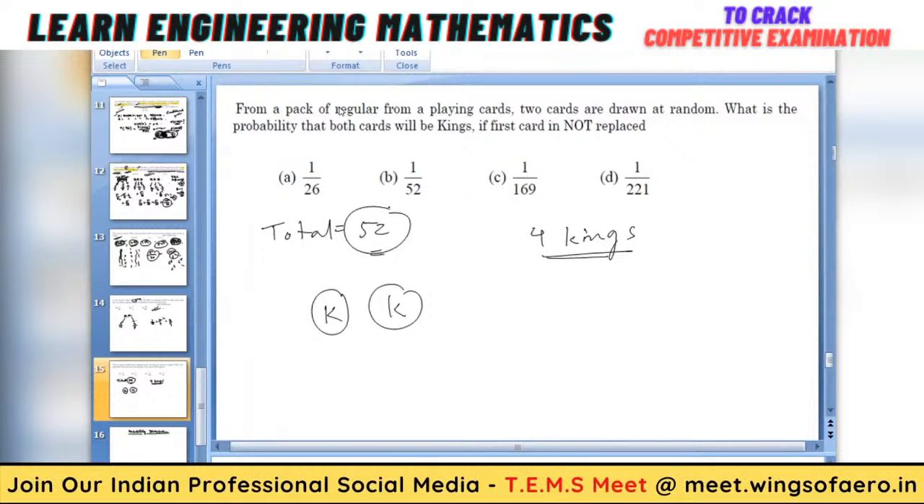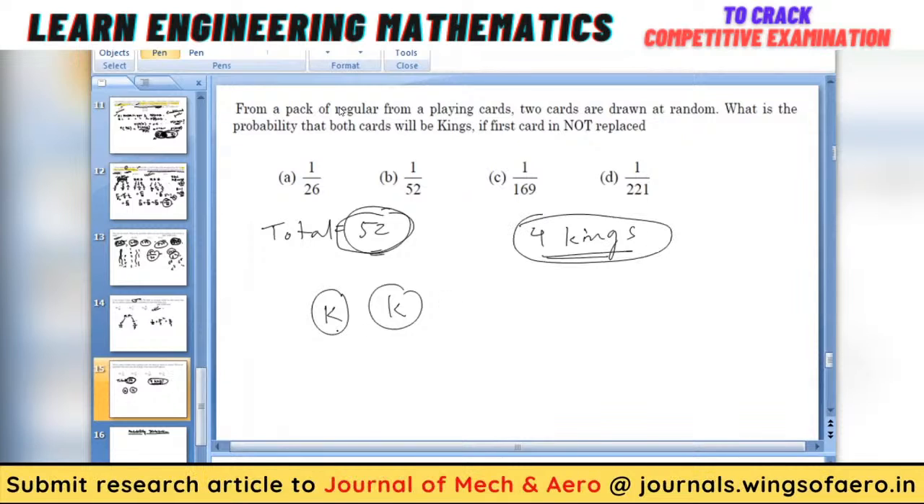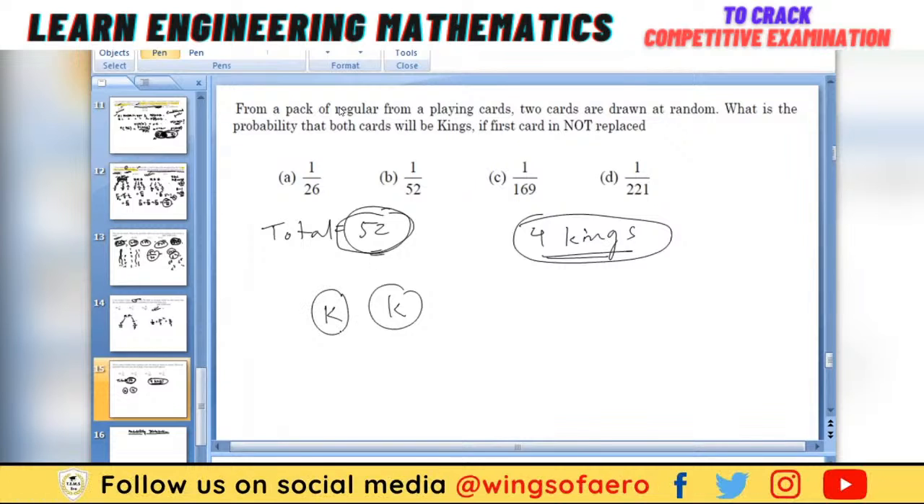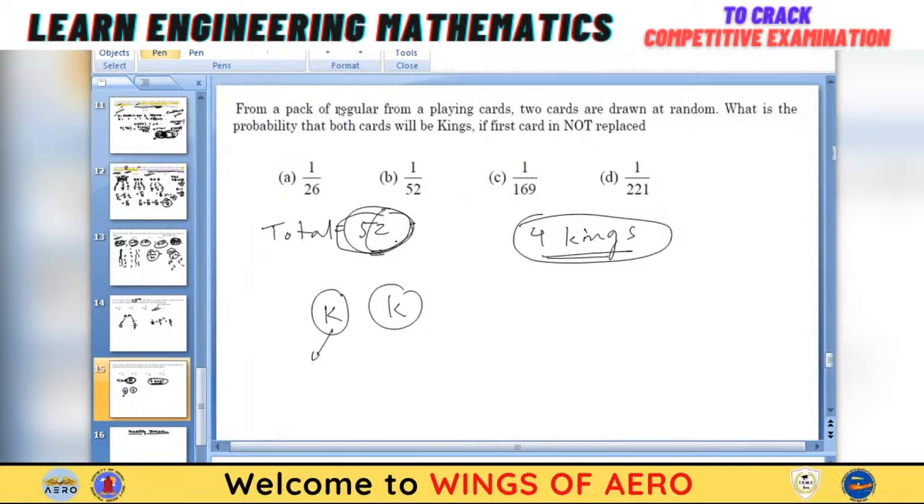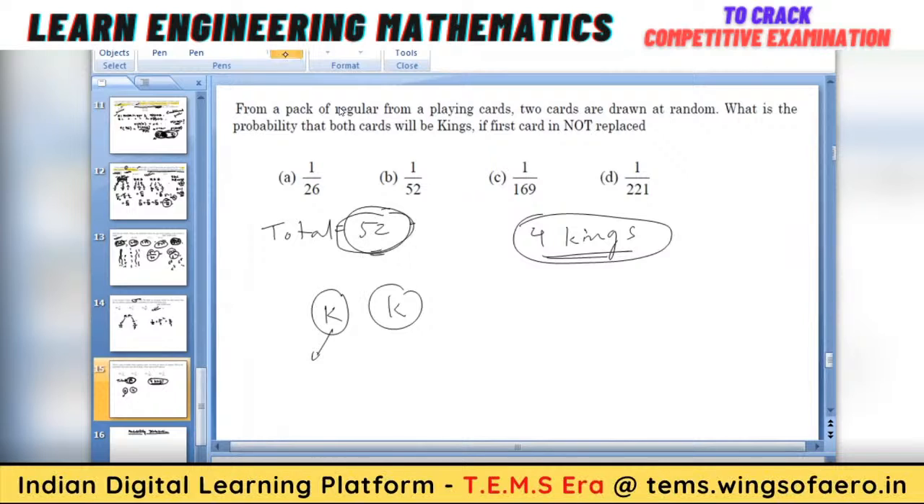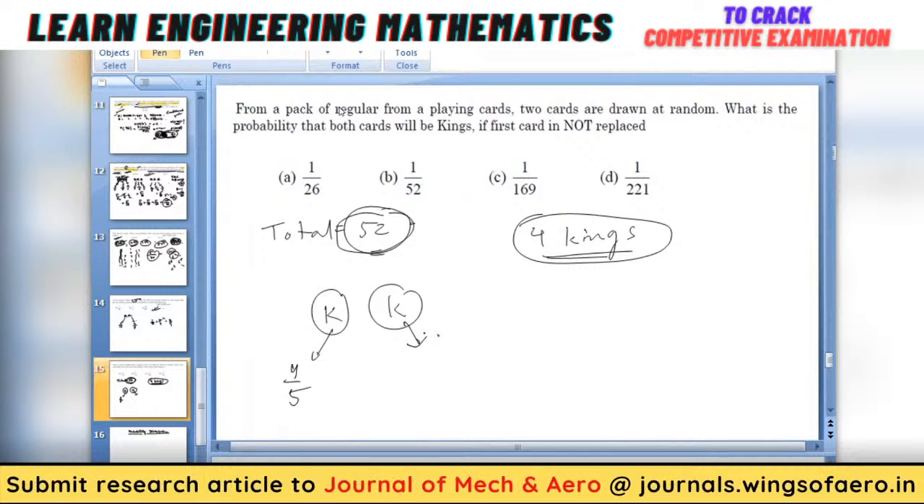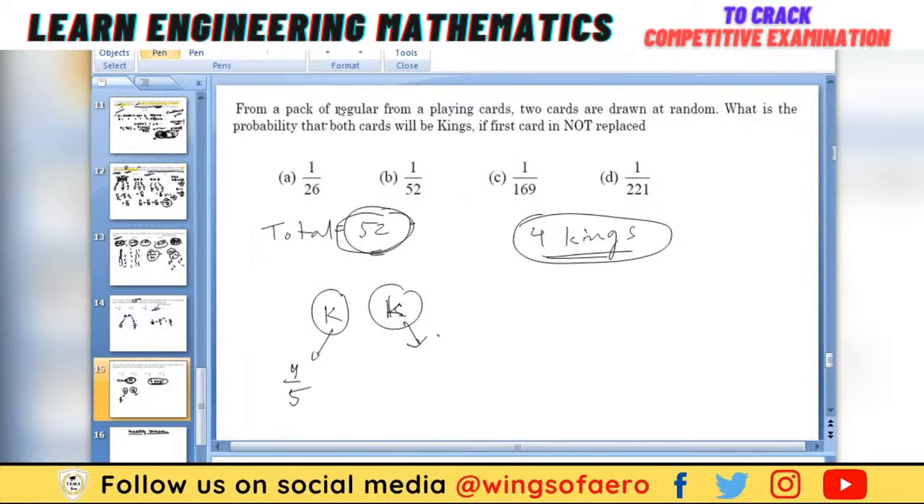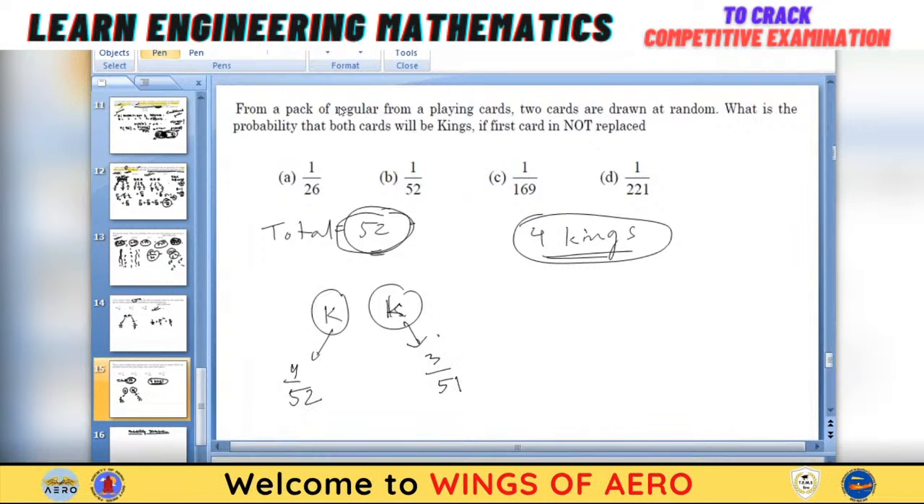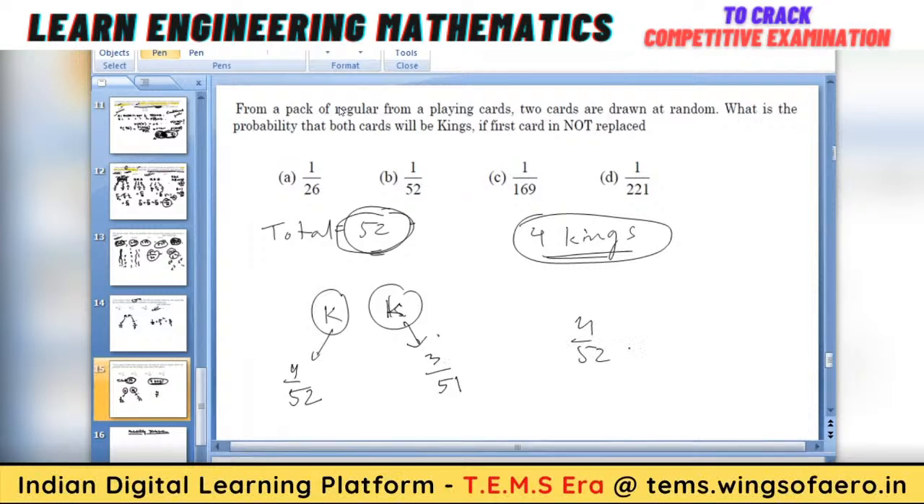So how many kings are there? Total number of cards is 52, we know. Out of 52 cards, there will be 4 kings. So now can you tell me, if I draw the first card and that will be a king, what is the probability of this king? You can tell this, Irfan. The total number of cards is 52. Yes, 4 by 52 exactly. Now we cannot replace this because we cannot put the card back into the box. Then what is the second one? Without replacement, it is exactly 3 by 51. So 4 by 52 into 3 by 51.